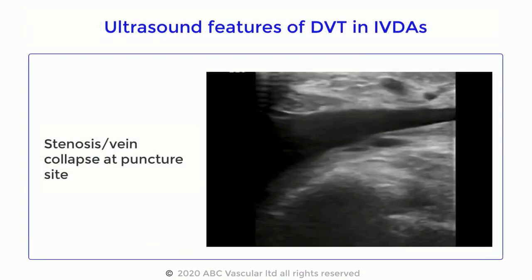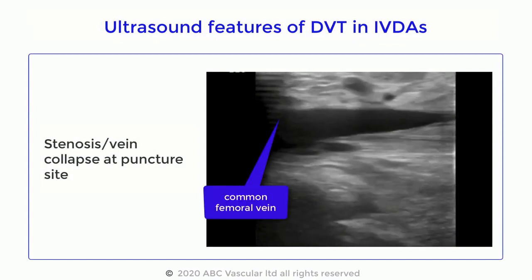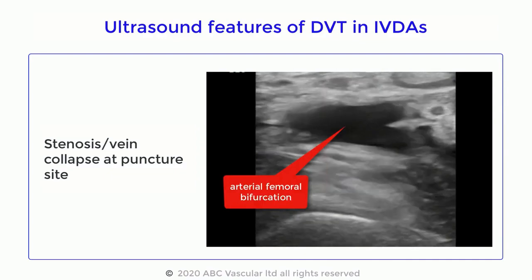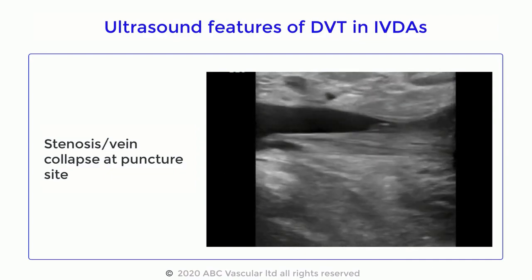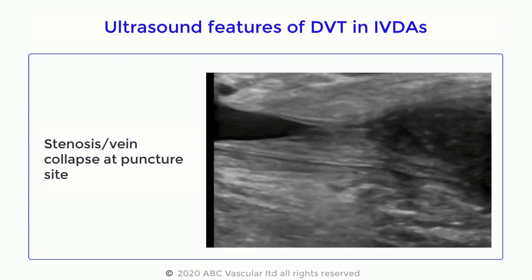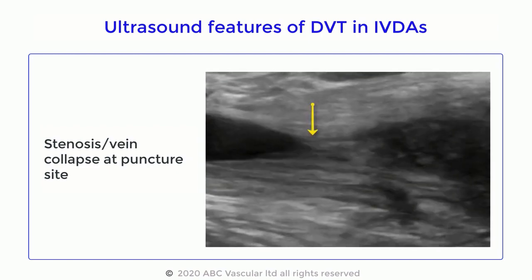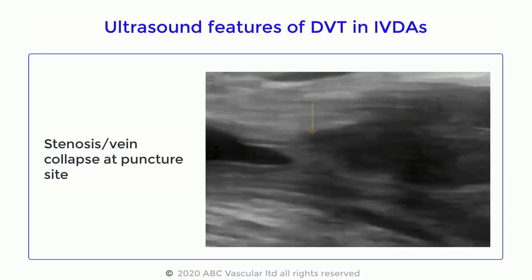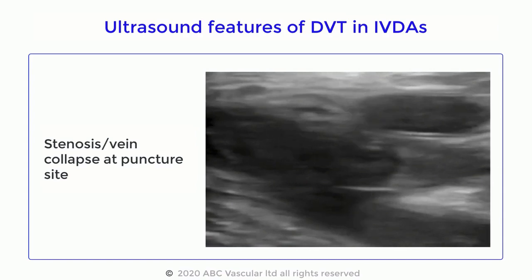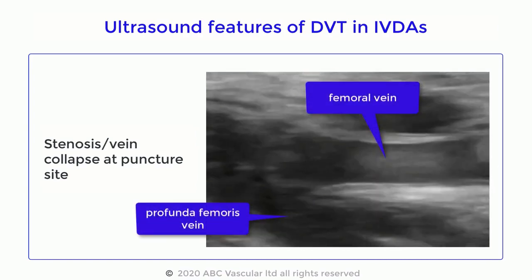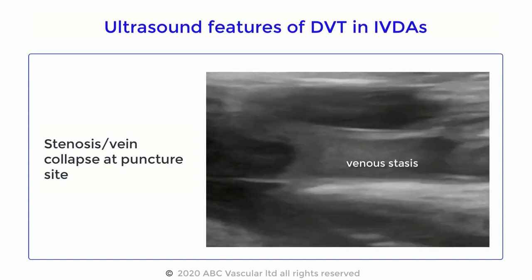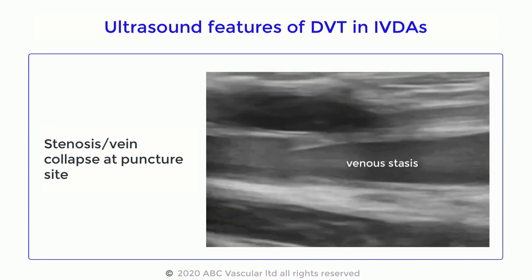The common femoral vein is the most common site for injecting intravenous drugs. The common femoral vein is therefore often found to be damaged, collapsed, or stenosed in these patients. As you can see in this example, there is a focal region of collapsed common femoral vein with thrombus extending into the distal common femoral vein. The proximal femoral vein and profunda femoral veins are patent with spontaneous echogenicity, which is indicative of venous stasis due to proximal obstruction.